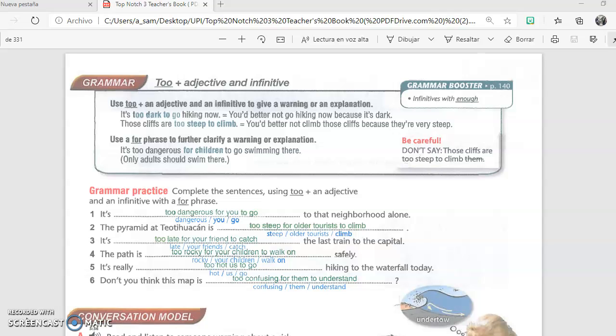Then we move to the grammar practice. Complete the sentences using to plus an adjective and infinitive with a for phrase. So here you have examples how to use these grammar rules. There you have the answers. You only have to practice them. Look below the line. You're going to find some words that are going to help you do the exercise. And you're going to use to plus an adjective plus an infinitive. And there you're going to complete the sentences. Please practice them.